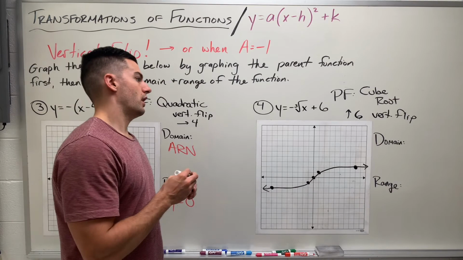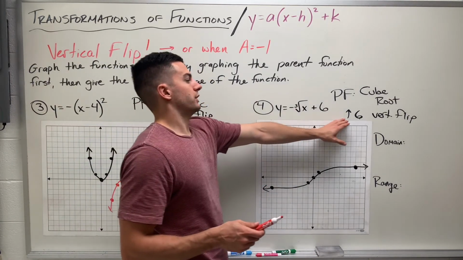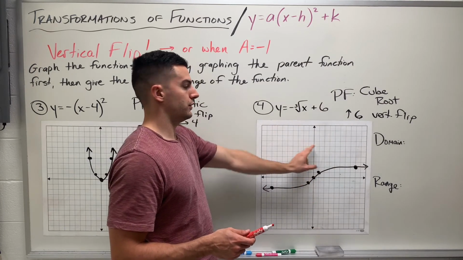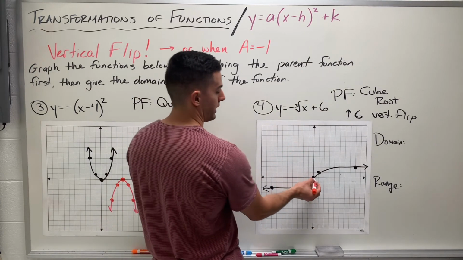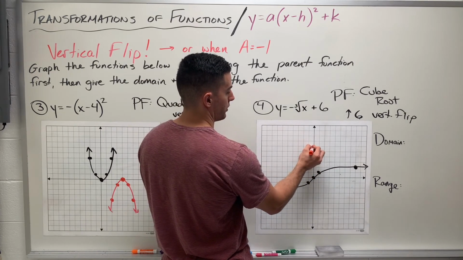Okay, so then I perform my transformations. So first, again, I shift that origin point. So I'm going to count up 6. And there's no horizontal shift, so I'm good to just count up 6. 1, 2, 3, 4, 5, 6. And I make my new origin right there.